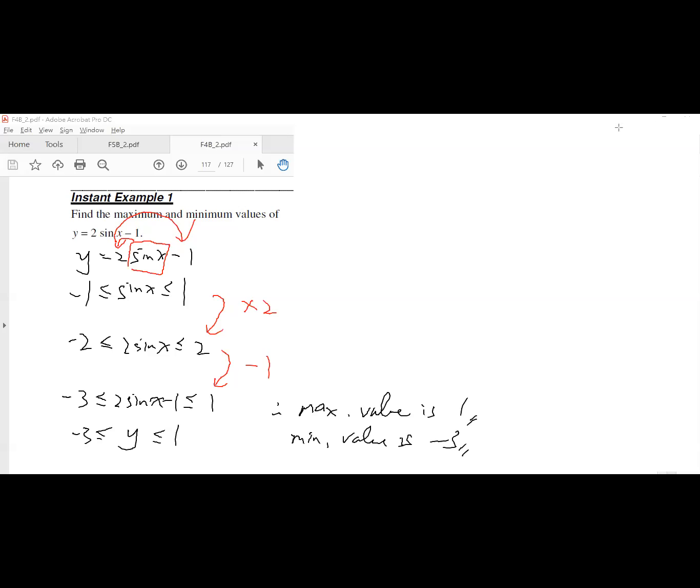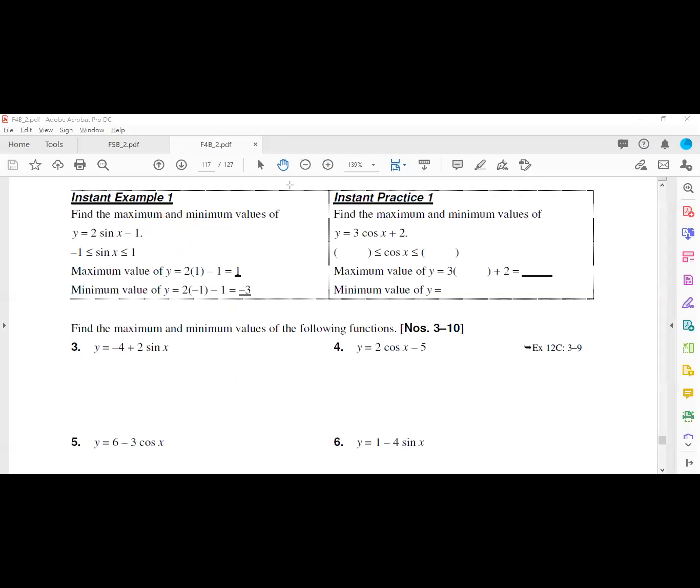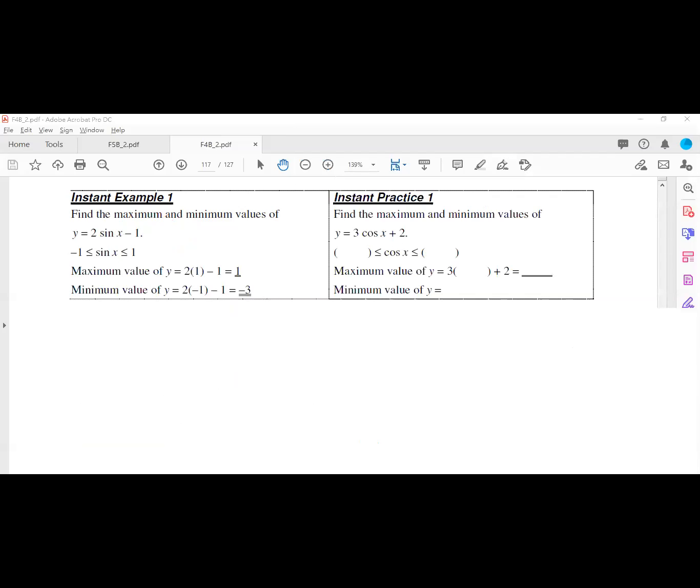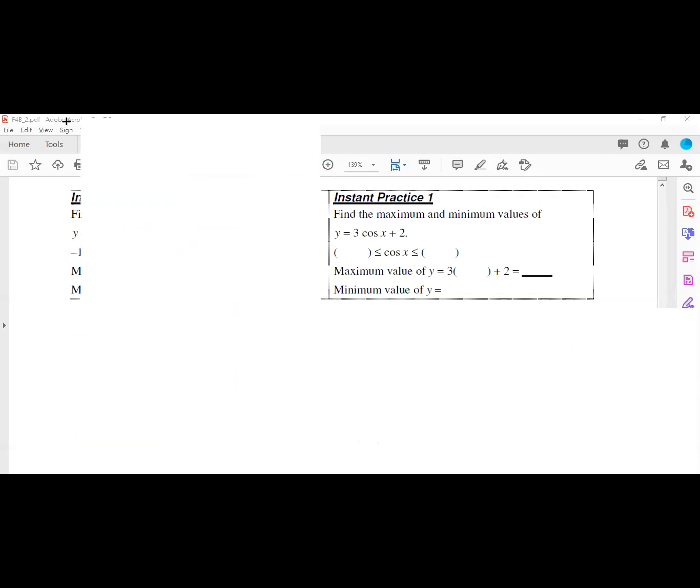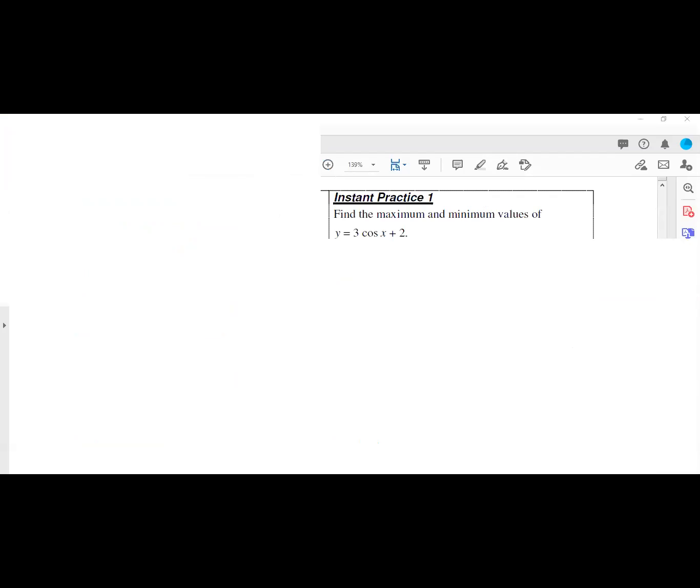Let's do instant practice 1 together. Okay? Instant practice 1 together. 好，一齊做一個啊，跟住就到你哋做㗎啦。Find the maximum and minimum values of y equals 3 cosine x plus 2. So y equals 3 cosine x plus 2.